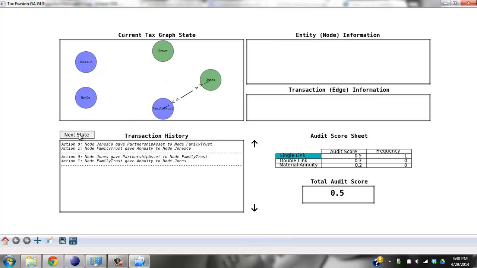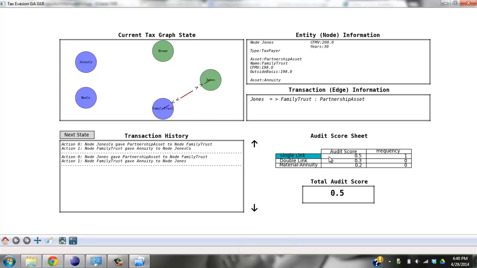If we go to the next state, we see that it's between Family Trust and Jones. And this invokes the single link audit. And the reason is because, as you can see from these red dotted lines here, Jones is a direct owner in the Family Trust partnership. And so regardless of what they're exchanging, which in this case is an annuity for a partnership asset, this is suspicious because it is suspicious to have a transaction between two directly linked entities.